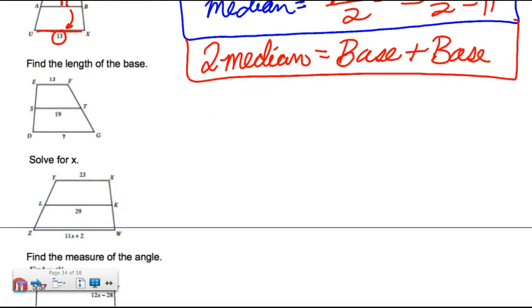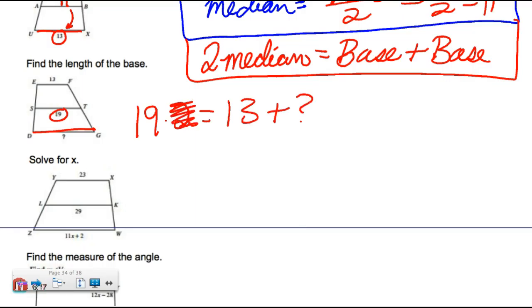So let's go take a look at this one. It says find the length of the base. That's this one. Well, what I know is that this is the average of the other two. So if I do twice the median, it's going to equal the sum of the two bases. That's equivalent. Now watch, I could have used this top one and said that the median is the average of the other two, but then to undo this division by 2, I'd still have to multiply.